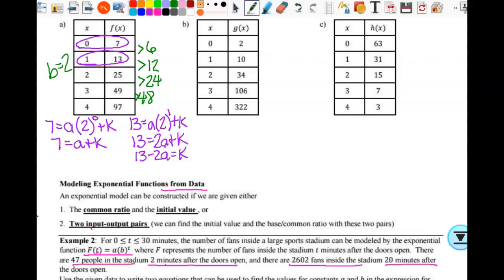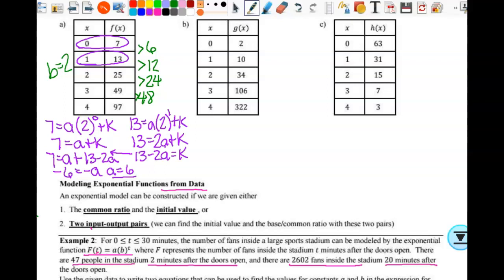Now that I have that, I'm going to substitute it in over here. That gives me 7 equals a plus, instead of k, 13 minus 2a. Then if I subtract the 13 over, I get negative 6 equals negative a. So a equals 6.